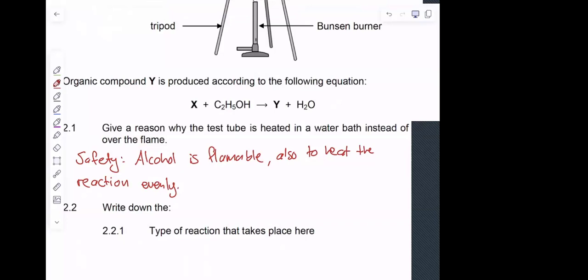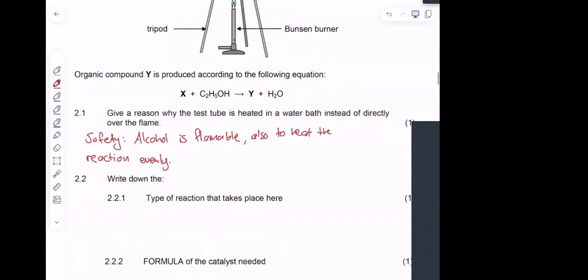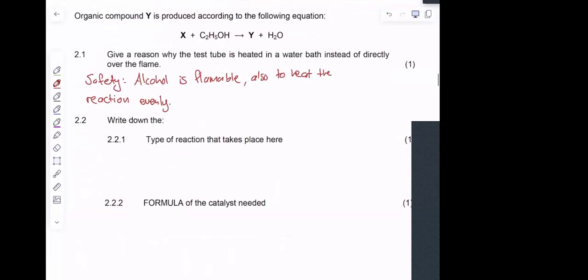Okay, let's look at question 2.2. Now, 2.2 says, write down the type of reaction that takes place here. Let's see who can quickly give us that one. What type of reaction is taking place? Remember, the reaction we're referring to is this one up here. Where we've got some kind of acid plus some kind of alcohol giving us some compound Y and water.